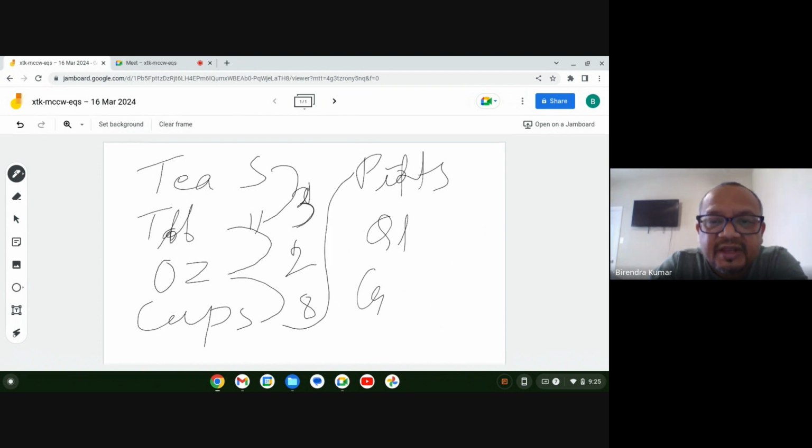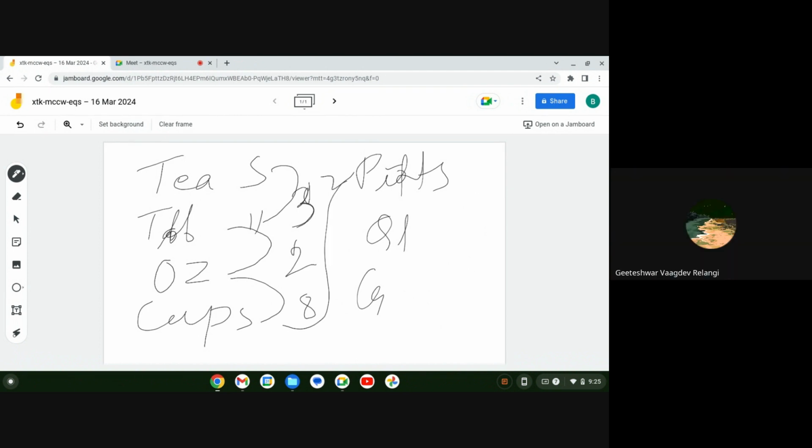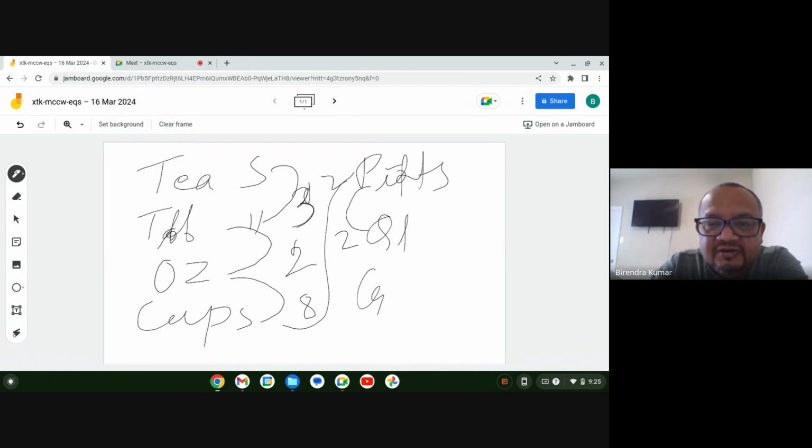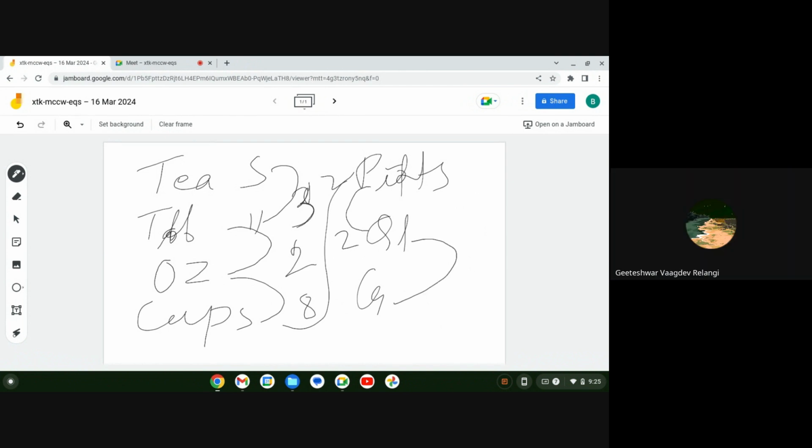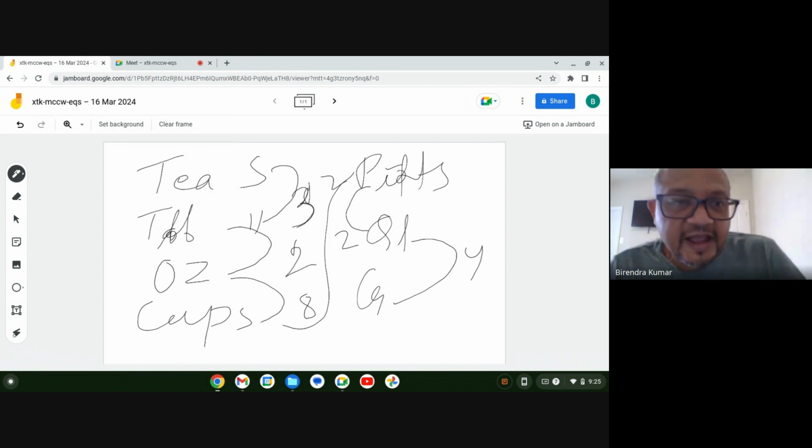2 cups make 1 pint. 2 pints make 1 quart. And then 4 quarts make 1 gallon. Yes, this is what you have to remember. And you have to memorize the songs.